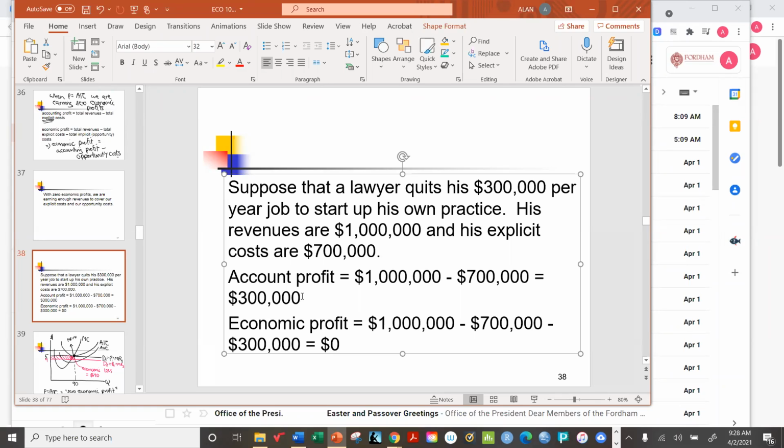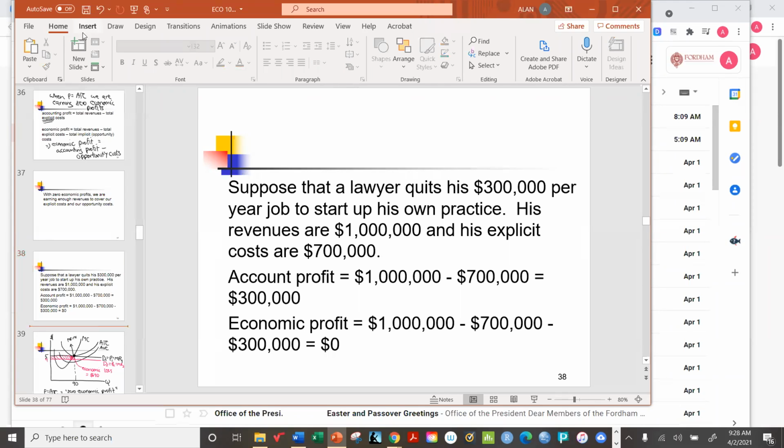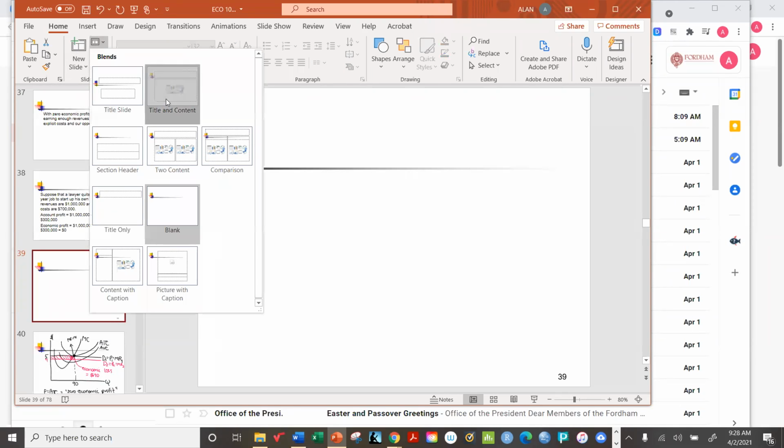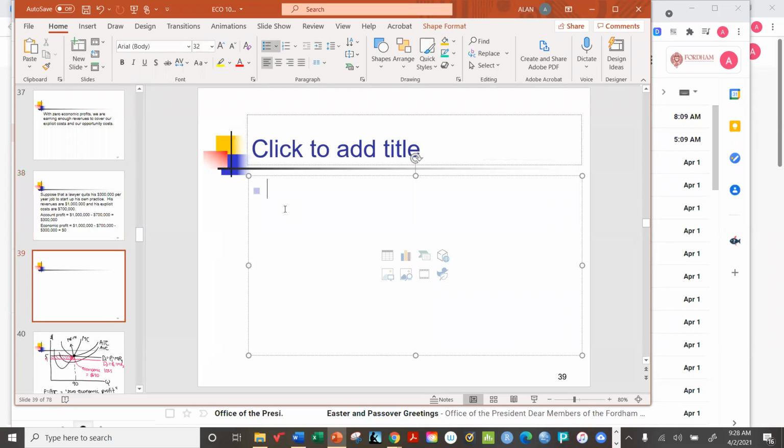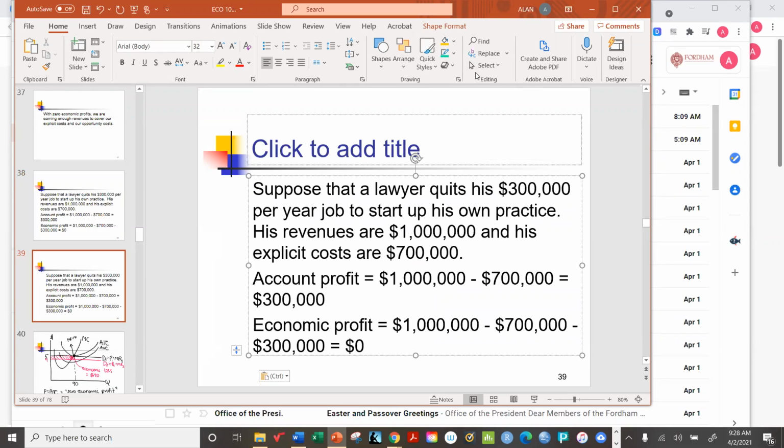If his economic profit was negative, on the other hand, let me add that as a separate example here. Suppose that instead, let's look at a counterexample here. Suppose the lawyer quits his job, but now this time his explicit costs are $800,000. So the accounting profit would be only $200,000, but look at this, the economic profit would actually be negative $100,000.